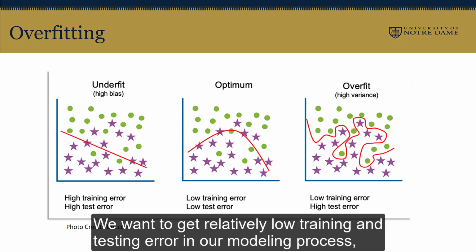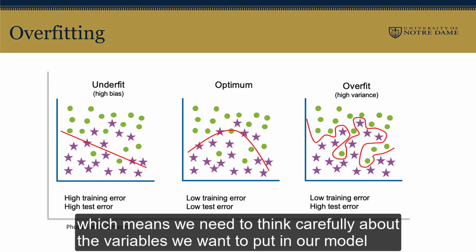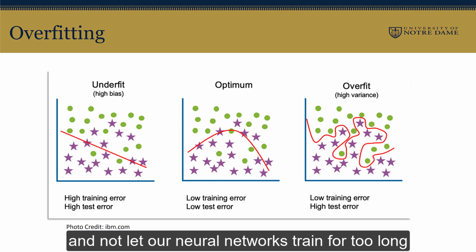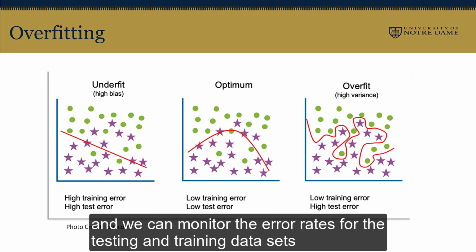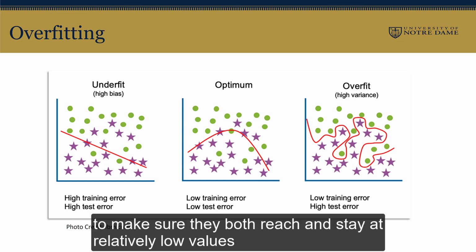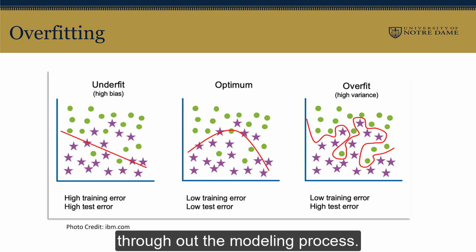We want to get relatively low training and testing error in our modeling process, which means we need to think carefully about the variables that we want to put in our model and not let our networks train for too long. Fortunately, with neural networks, we can let the computer decide when a variable isn't really helpful to the modeling process, and we can monitor the error rates for the testing and training data sets to make sure they both reach and stay at relatively low values throughout the modeling process.